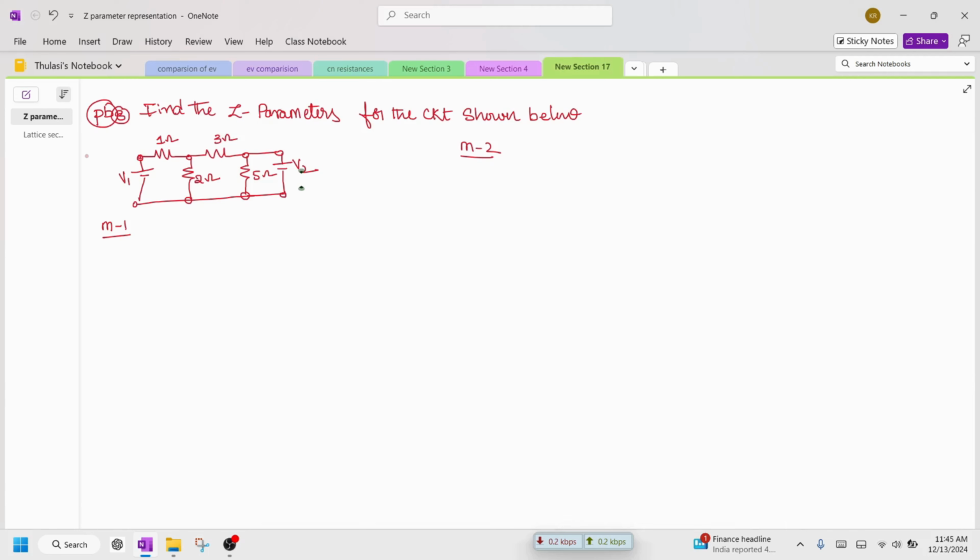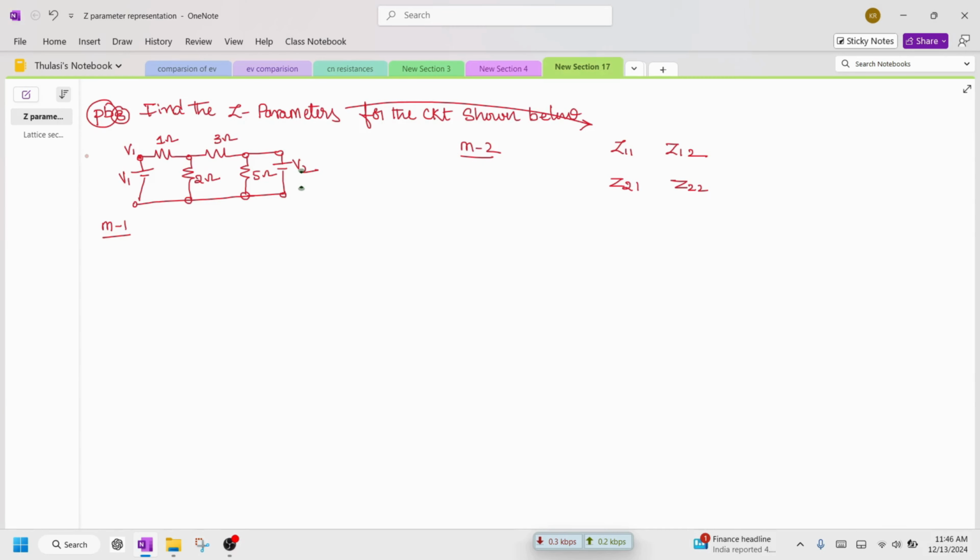So the voltage at this node is some V1, and what we need to find out is Z11, and we have to find out Z12, and we have to find out Z21, and we need to find out Z22. In order to find out these equations, we have the mathematical background that we'll discuss later.